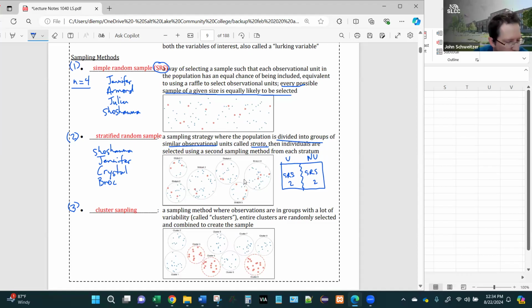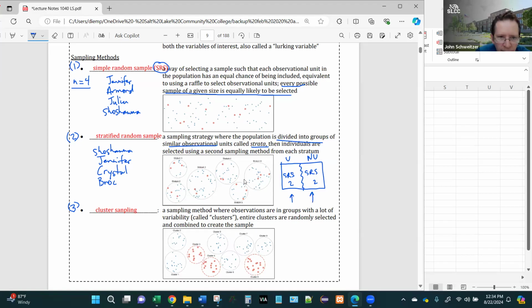If you're a little bit unsure about how to use the GeoGebra, don't worry. But the idea is we have these strata, and we're randomly selecting from each stratum. Okay, the third type is called the cluster sample. And let's look at the picture here. I forgot to mention the picture.